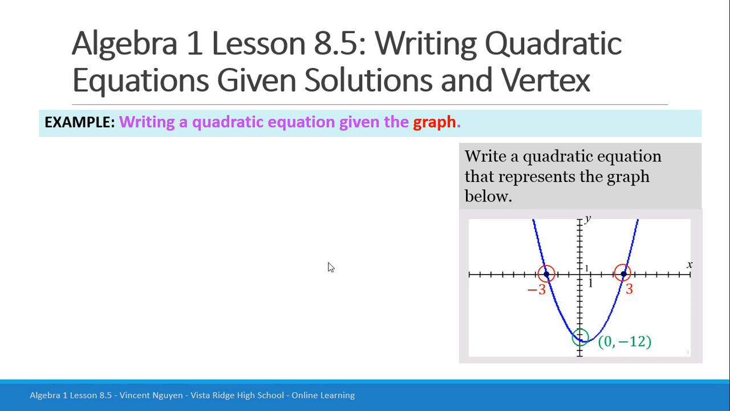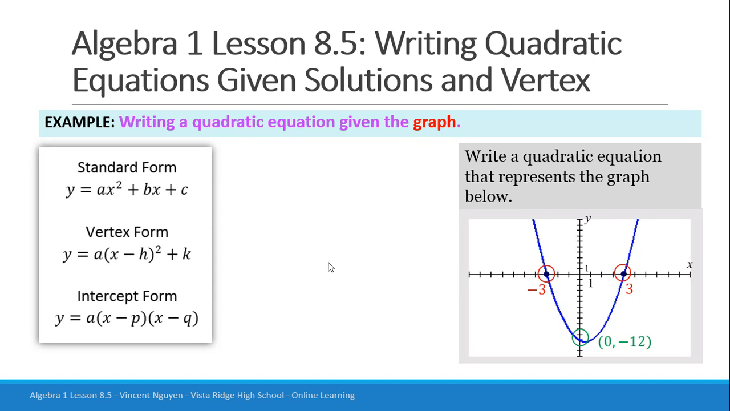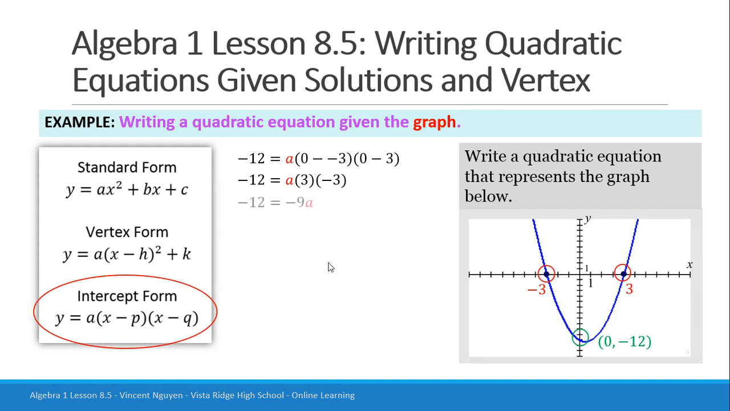So we're going to use this information and pretty much repeat what we just did on the last example, okay? We're going to pick the intercept form again, and we're going to start substituting values in, okay? So -12 equals a times 0 minus -3 times 0 minus 3. So I'm just putting the x-intercepts inside the form, and I'm going to simplify the inside parentheses, and then I'm going to multiply, and then I will solve for a by dividing both sides by -9, and I simplify that answer to get 4/3. So my a value is a fraction, 4/3, which is okay.